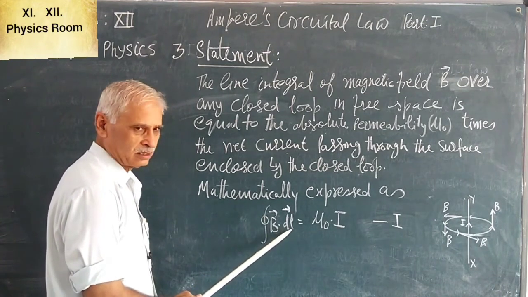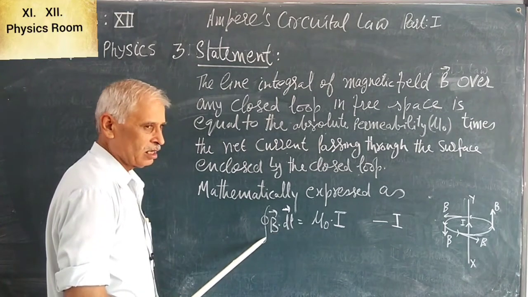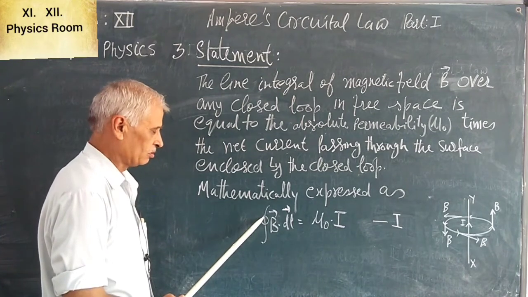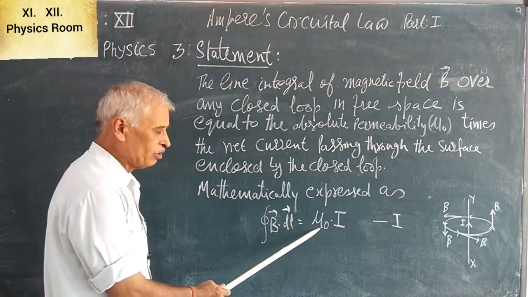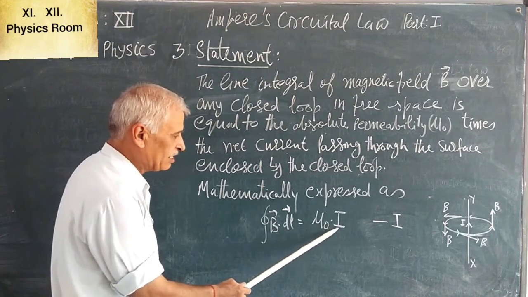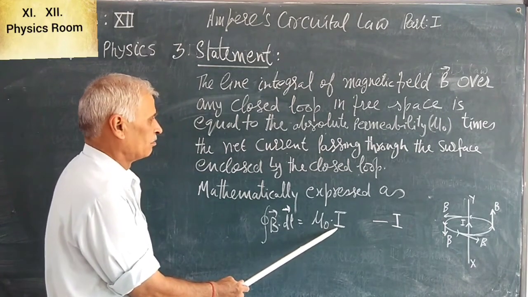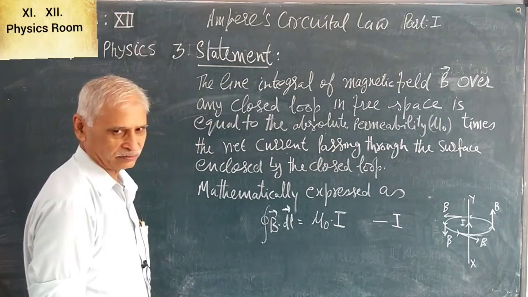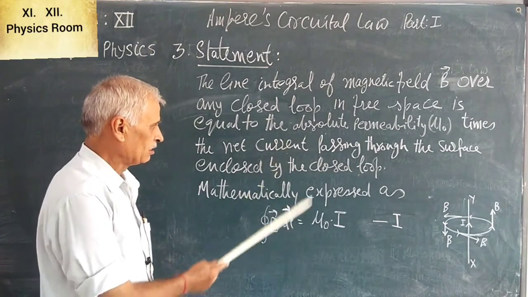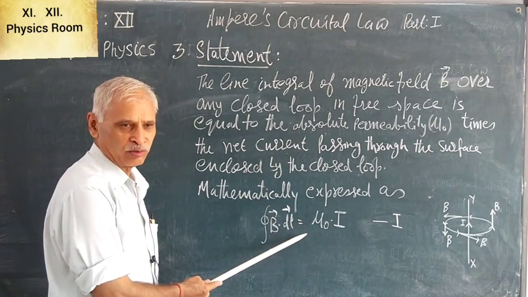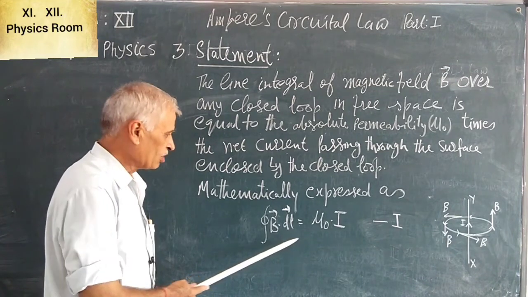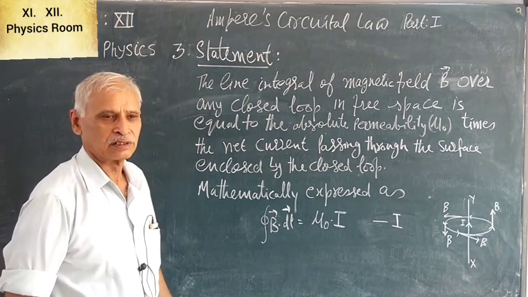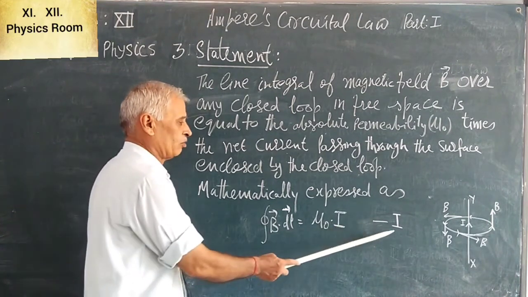So line integral of magnetic field over closed loop is equal to mu0 times the net current passing through the surface enclosed by the closed loop. So as words are there, the words are put into mathematical form. This expression represents Ampere's circuital law. Let us mark it as equation 1.